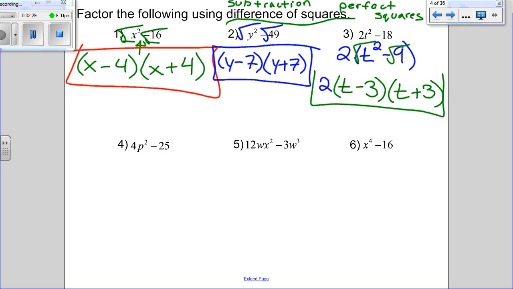All right, 4, 5, and 6 are up to you. I'll write the answer on the board. I want you to try them all on your own and check your answer.